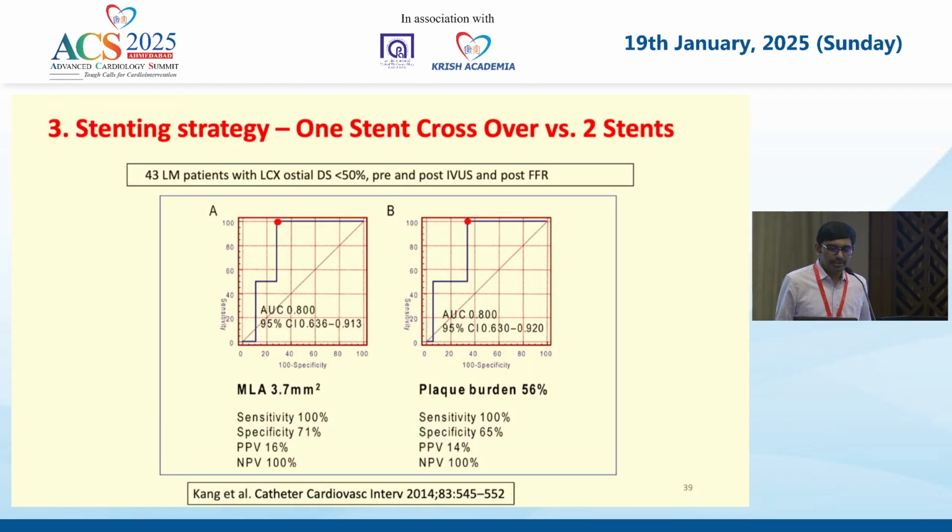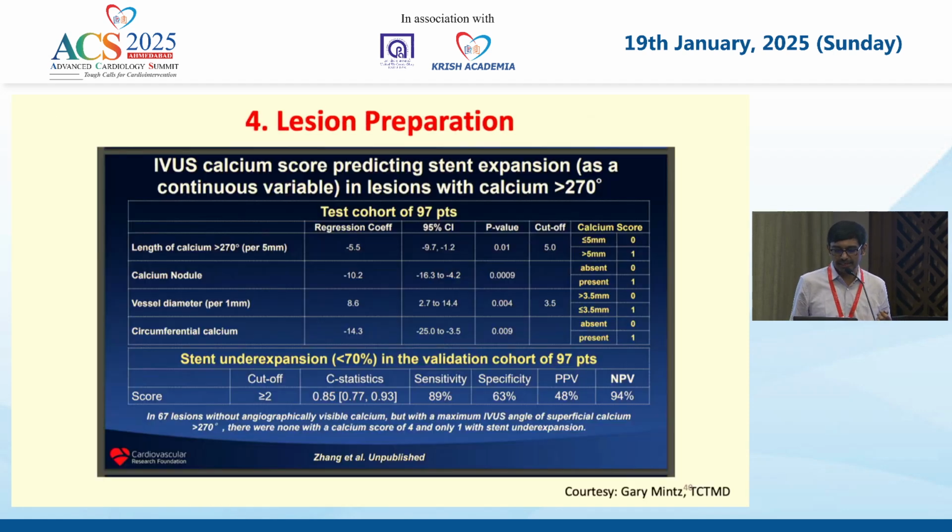And the third role is stenting strategy, to select between a one stent versus two stent strategy. This is a study from Korea. Whenever your side branch lumen area is less than 4 millimeters square and plaque burden is more than 50%, those are the patients who had a significant FFR post stenting. So in those patients, maybe start with a two stent strategy rather than a single stent strategy.